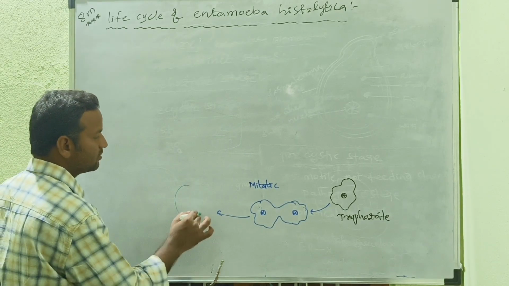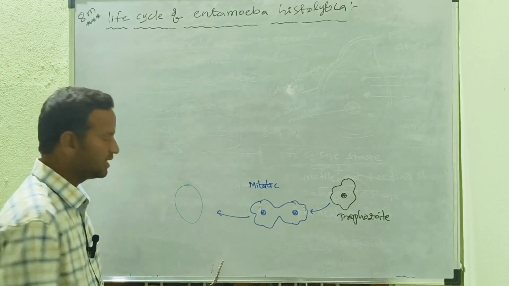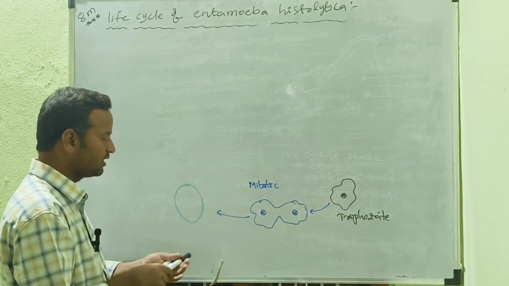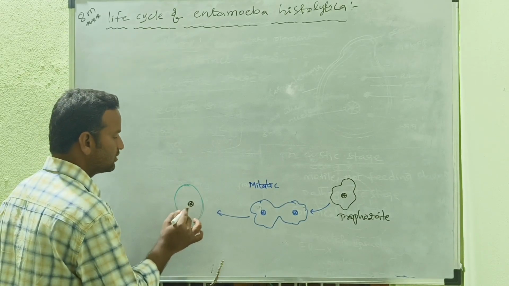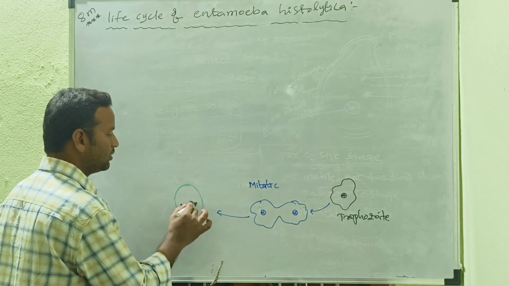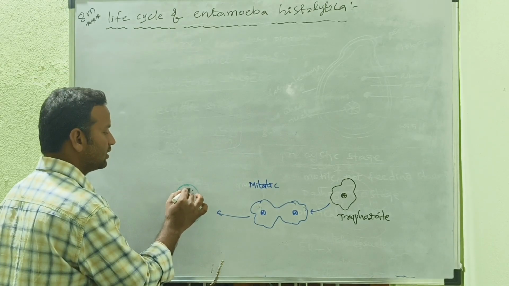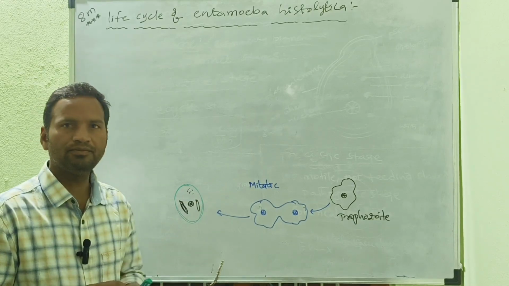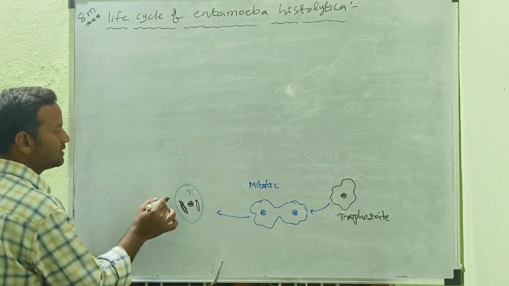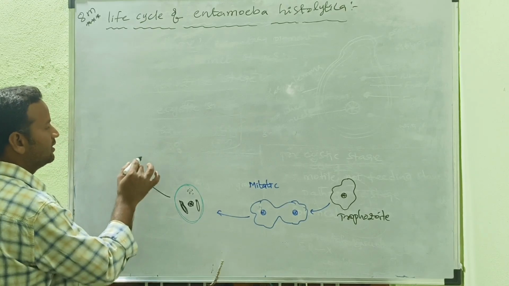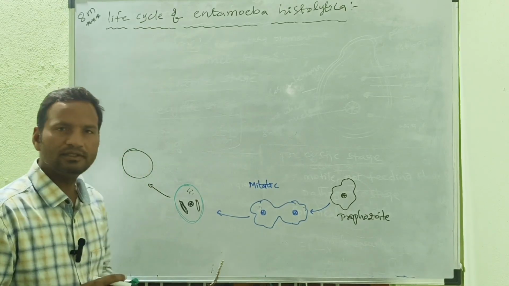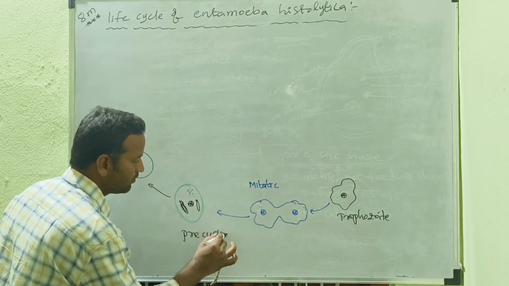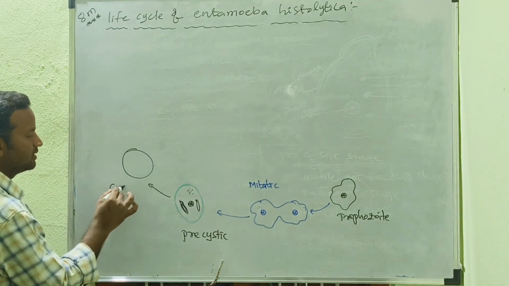For example, this is the precystic stage. As you know very well, in it a cartwheel shaped nucleus is there, and chromatid bars and glycogen granules are also there. This is called the precystic stage. Further, the precystic stage is converted into the cystic stage. This is the precystic stage, and this is the cystic stage.